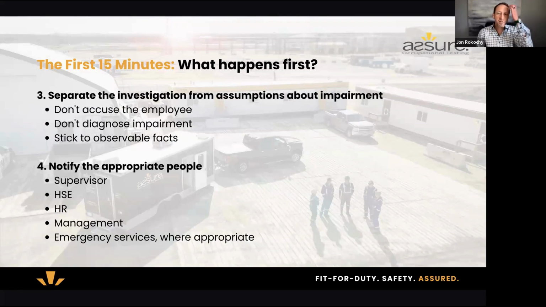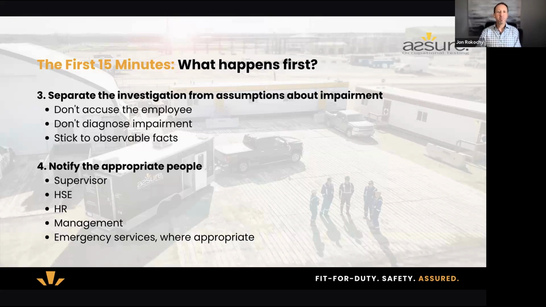Thirdly, separate the investigation from assumptions about impairment. So we're not going to accuse the employee. We don't have all the information at this point. We're going to come in neutral. We're going to come in curious at this point. We're going to come in wanting to get more information, not coming in accusatory. Come in neutral, ask good questions, be curious, be open, gather as much information as possible. So don't diagnose impairment. You're going to stick to observable facts.